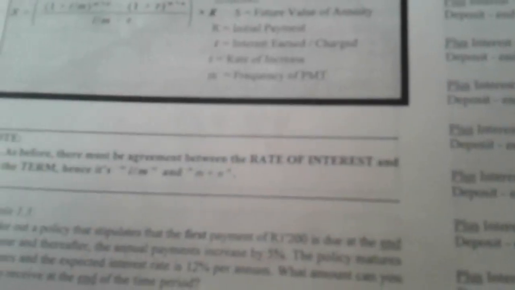How do you know that you are dealing with an escalating annuity? You take out a policy that stipulates that the first payment of 1,200 is due at the end of the year, and thereafter annual payments increase by 5%. So automatically that means you are not paying the same amount, but your payments are going to increase annually. So that shows you that it is an escalating annuity. I hope you answered there.